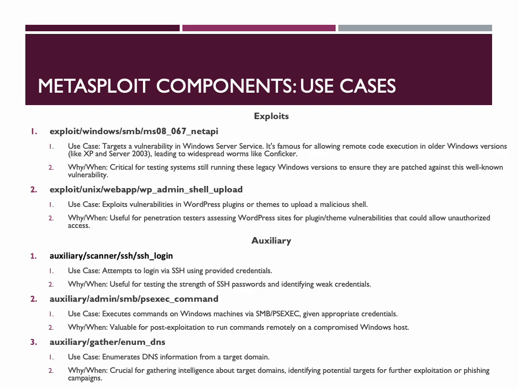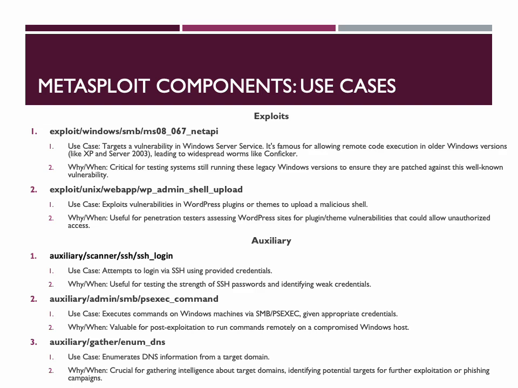Then auxiliary. Here's an auxiliary example. It's an auxiliary scanner, Secure Shell, which attempts to log in via Secure Shell using provided credentials, useful for testing the strength of Secure Shell passwords and weak credentials. Again, SMB psexec: it executes commands on Windows machines using SMB psexec. You see that SMB is a big issue, given appropriate credentials. Why and when? It's valuable for post-exploitation to run commands remotely on a compromised Windows host.